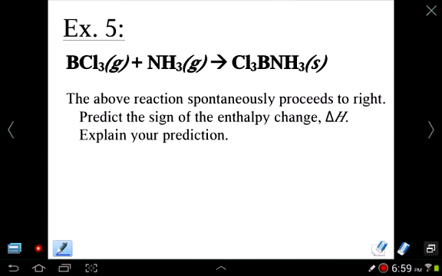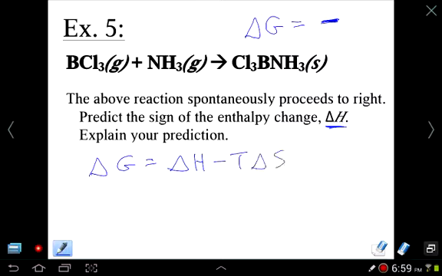So why don't we finish up with using this equation with a theoretical question like so. The above reaction spontaneously proceeds to the right. Predict the sign of the enthalpy change and explain your prediction. So we are told that it spontaneously proceeds to the right, which means delta G is negative. Remember, if it's spontaneous, delta G is negative. Using our equation, delta G is delta H minus T delta S, we can use it to analyze the possibilities. We are told that delta G is negative.